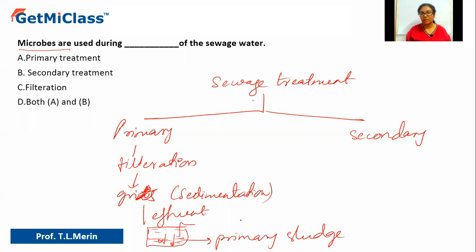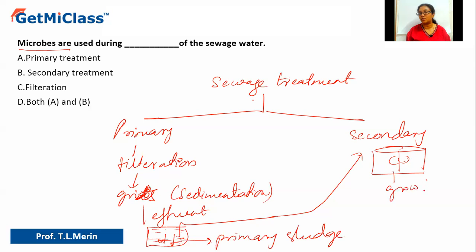Now the effluent, after the primary sludge is formed, is taken and sent to secondary treatment. And in this, the first step is aeration. What is this? Aeration. During aeration, what happens? This is done basically to allow the growth of microbes like bacteria, fungi, etc. Now these microbes act on the organic component and reduce the BOD, biological oxygen demand.